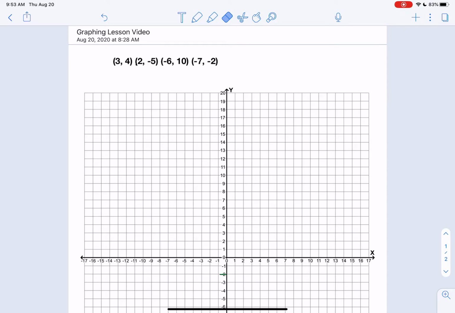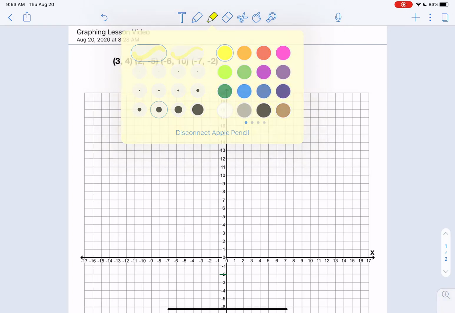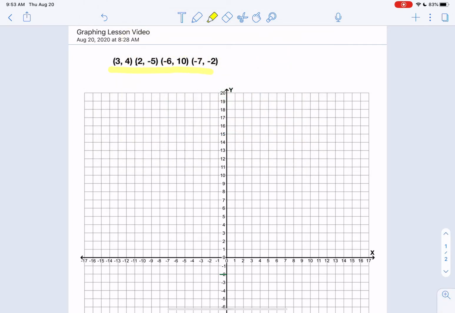So, as you can see, right here I have 4 points, okay? I have (3, 4), (2, -5), (-6, 10), and (-7, -2).